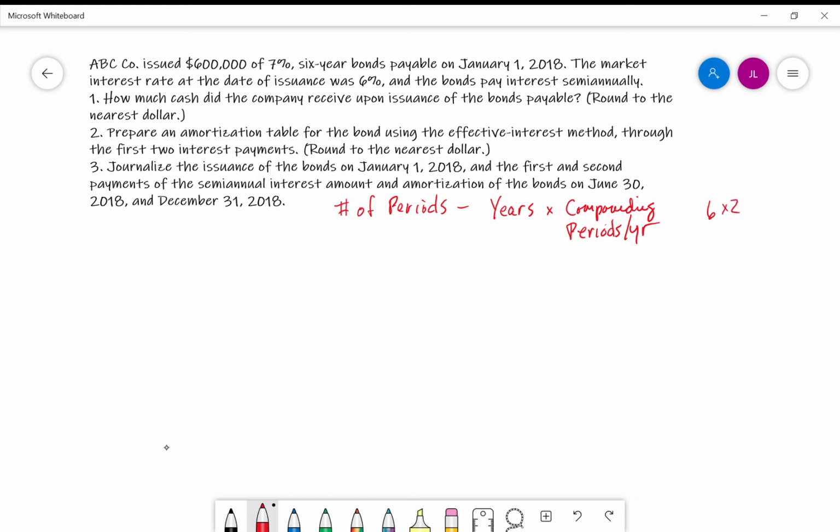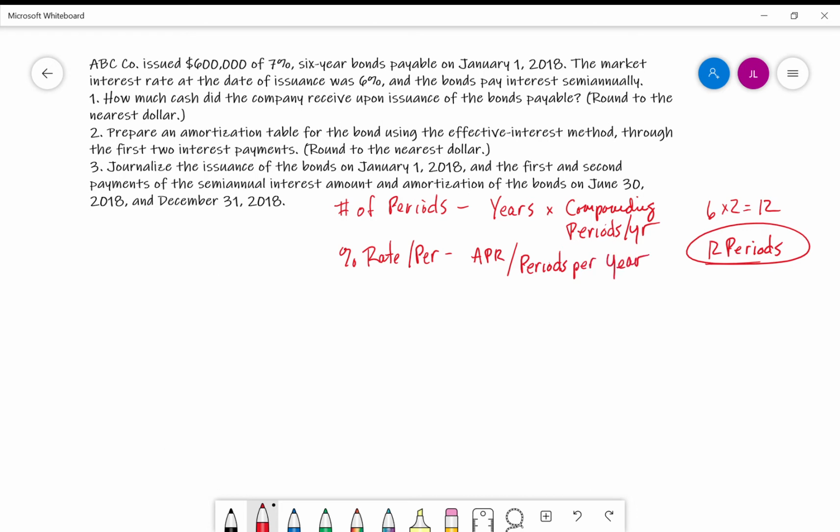In this case, they're 6-year bonds, so we have 6 years, and they're compounded semi-annually. So 6 times 2 is 12. We have 12 periods, and we'll circle that. And then the other thing that we need to know is the percentage or interest rate per period. And remember, that's the APR divided by periods per year, or compounding periods per year.